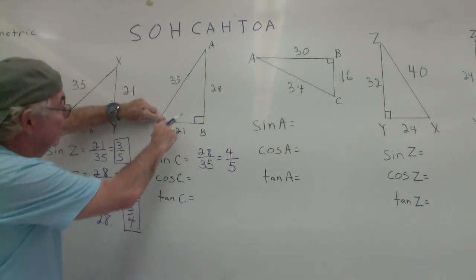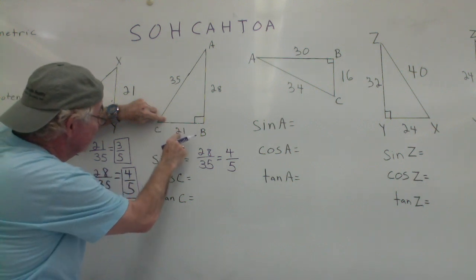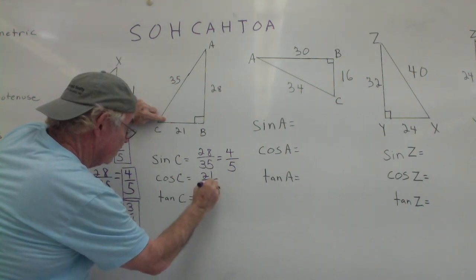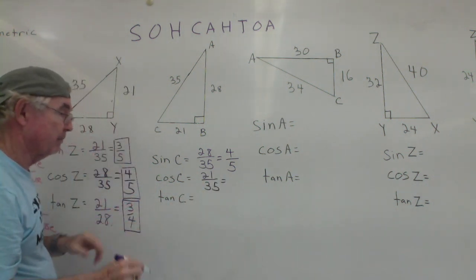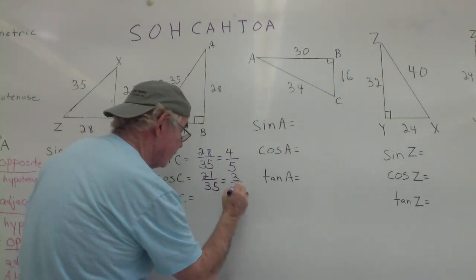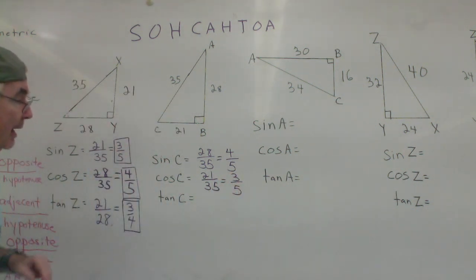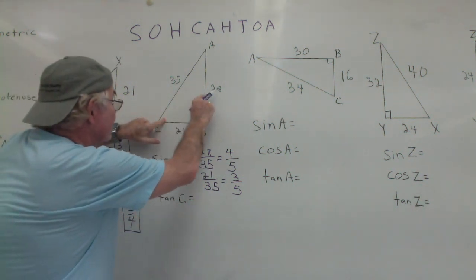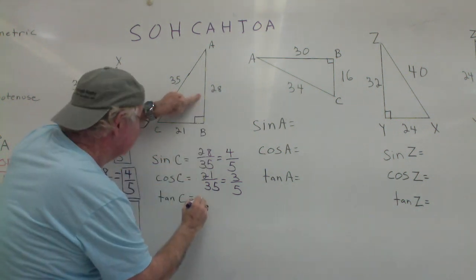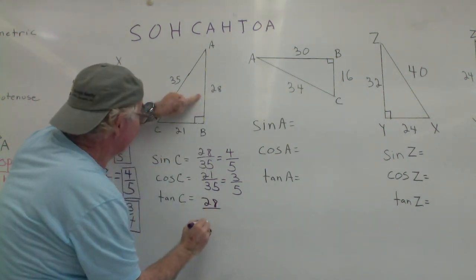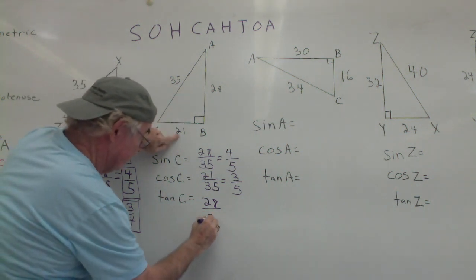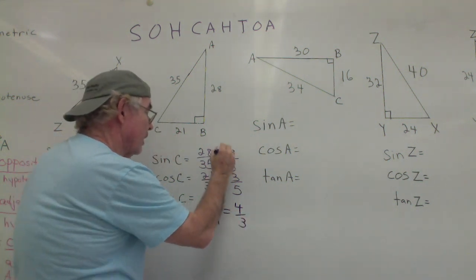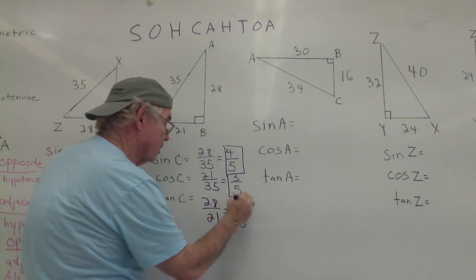Cosine is the adjacent, right there, touching it, over the hypotenuse, which reduces again by 7s, 3 to 5. And last is the tangent. It's the opposite divided by the adjacent, which is 4 over 3. So there's our 3 trigonometric ratios.